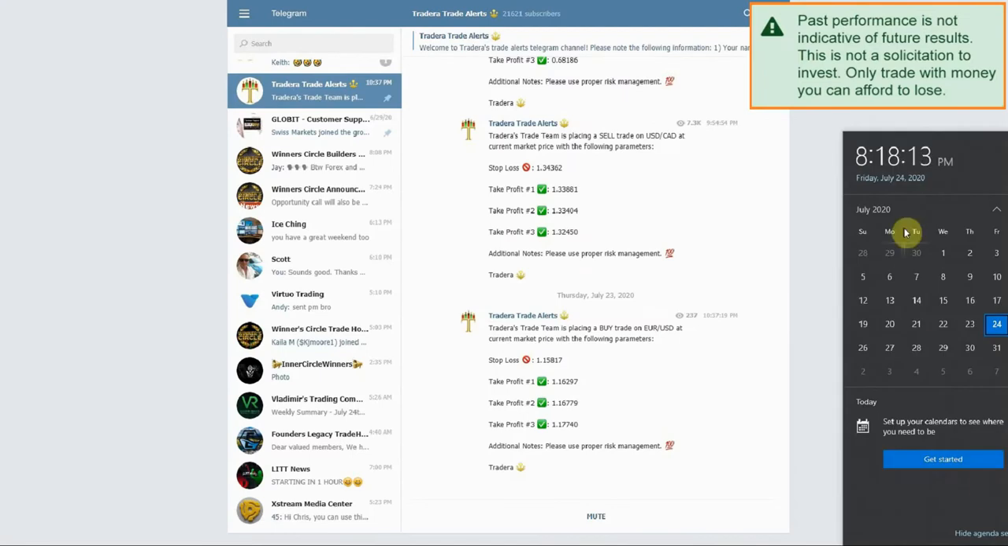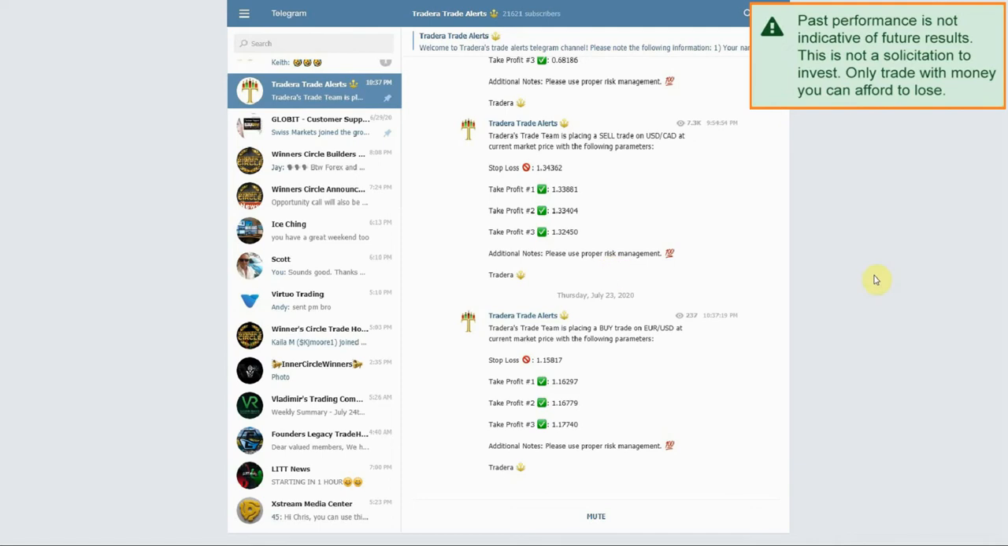Hey folks, it is now July 24th, currently 8:18 in the afternoon. Just wanted to give you a quick update on what happened today with Tradera. Basically, I wasn't able to take any trades today, but I believe they did have one final trade yesterday afternoon, and it looks like it was at 10:37 p.m. Unfortunately, I wasn't able to catch that one. We'll take a look at the MT4 chart here in a moment.